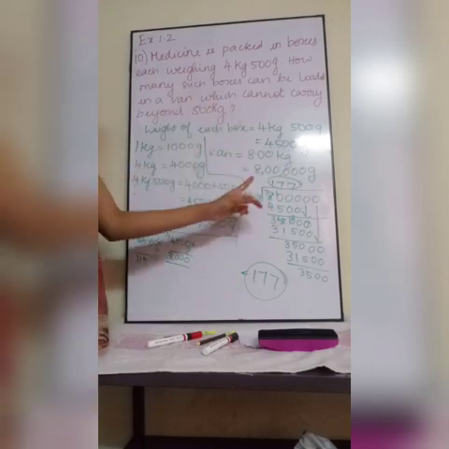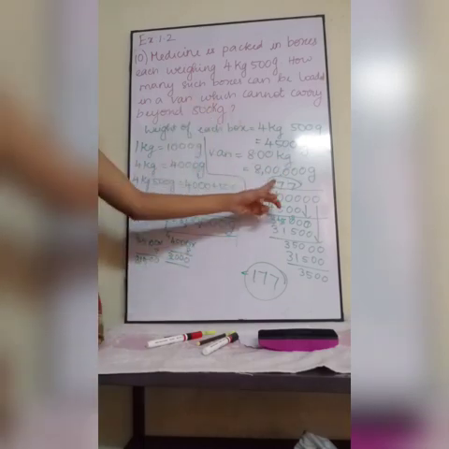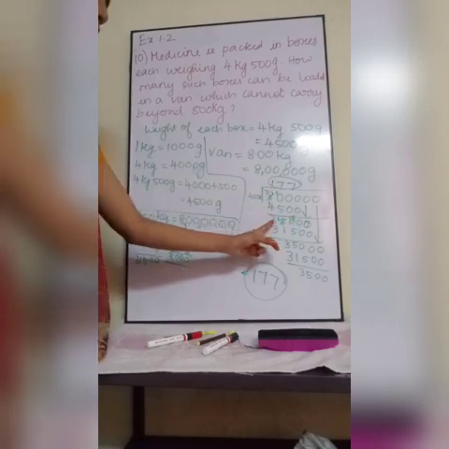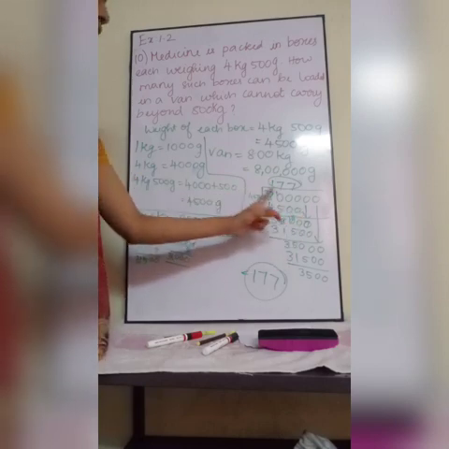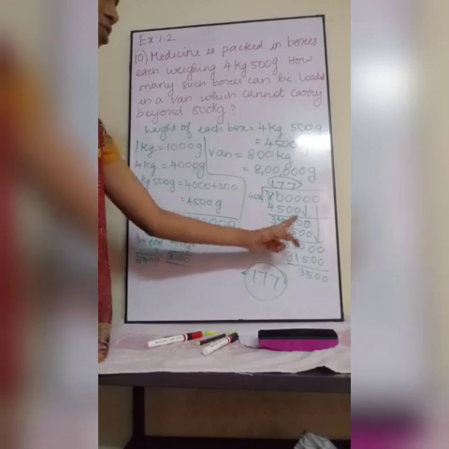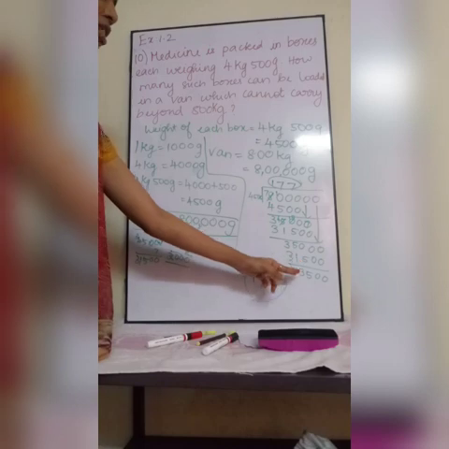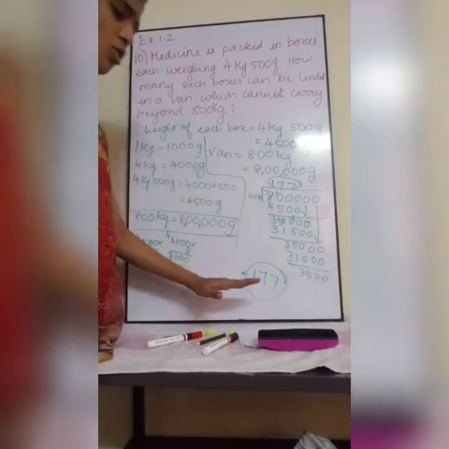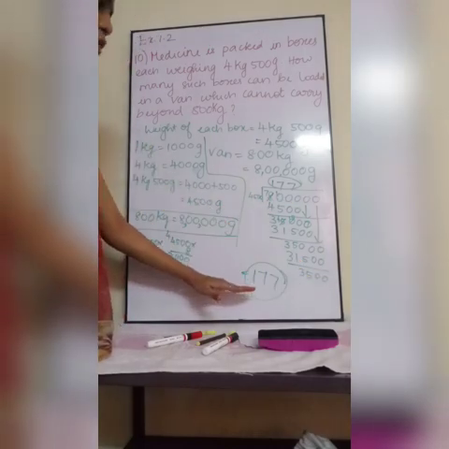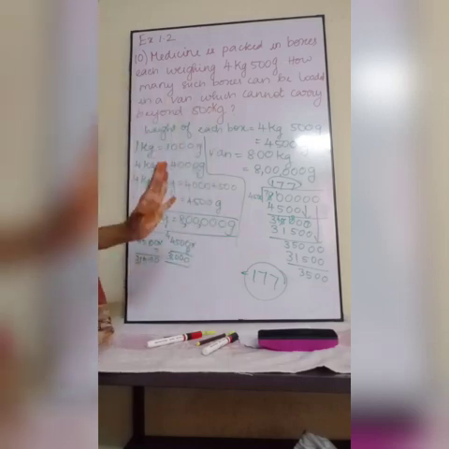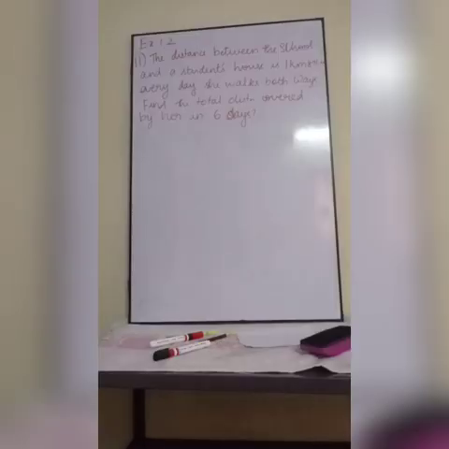So 8 lakh gram, I am dividing by 4,500. 1 times it will become 4,500. Then the remaining is 35,000. Next 7 times it will become 31,500. Remaining you will get again 35,000, so I am putting 7 again. Then it will keep going, so you can stop there. So totally 177 boxes you can keep inside the van. Understood? Next is your 11th question.